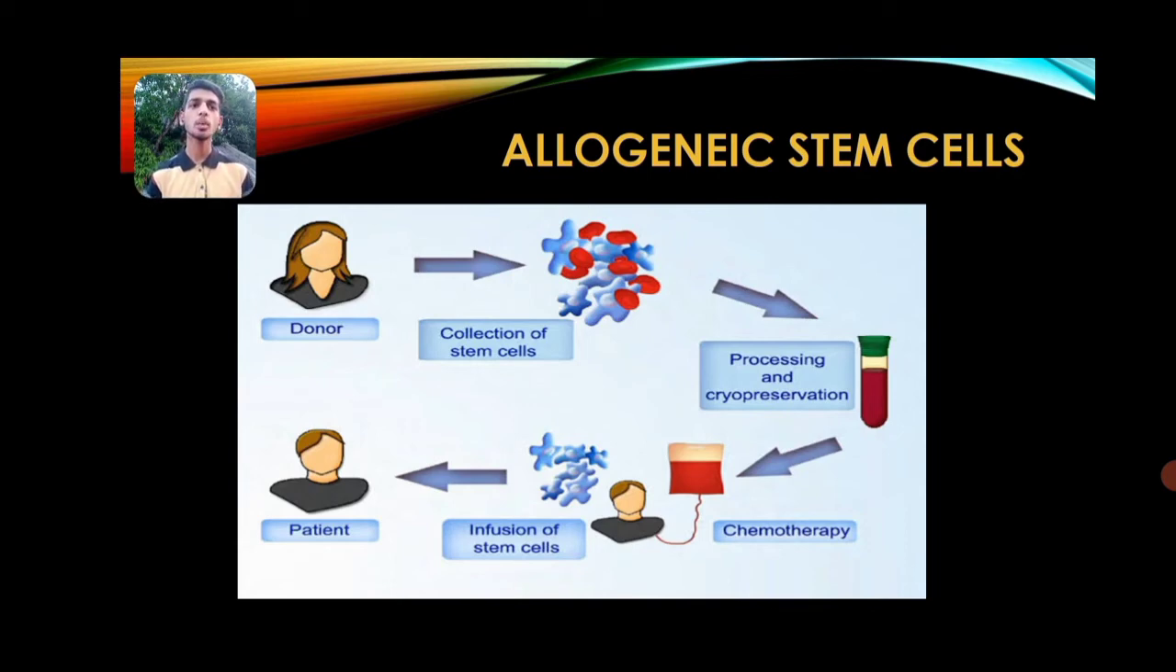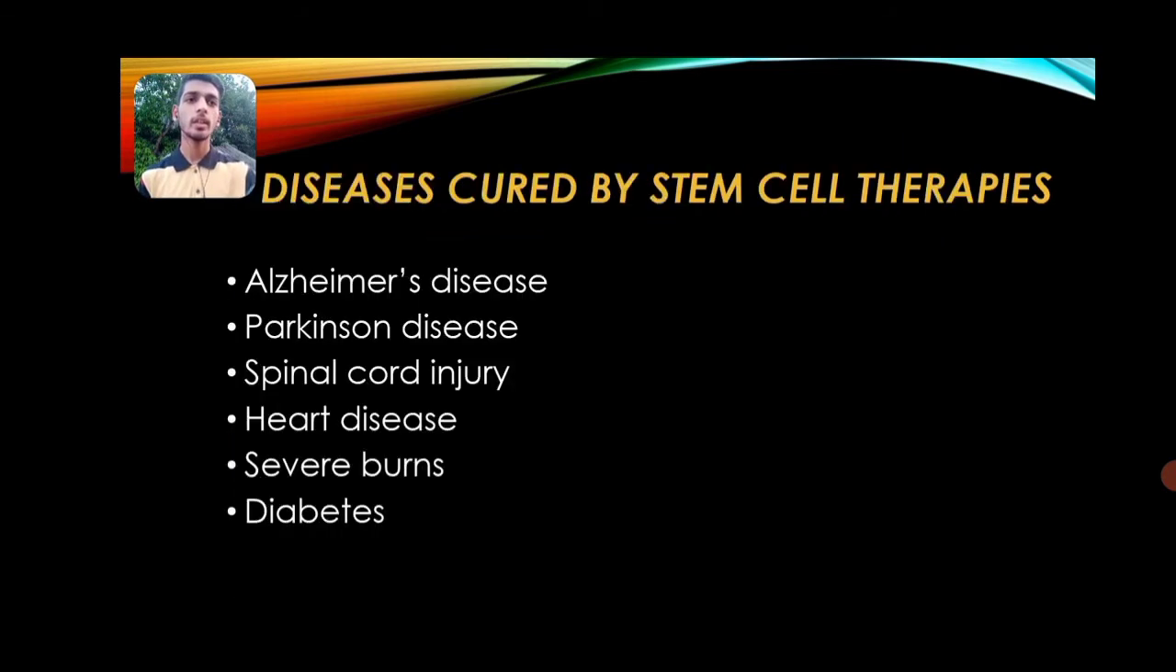Okay, so this is the process in which the stem cells are collected from the donor and introduced into the patient's body, which is useful for that patient to cure any kind of disease and any kind of damaged tissue in the body as well. Okay, so after that, the diseases cured by stem cell therapies.